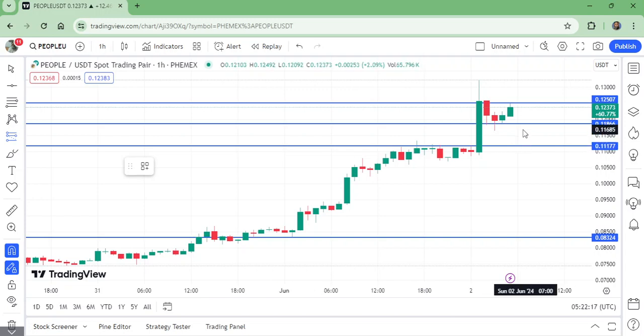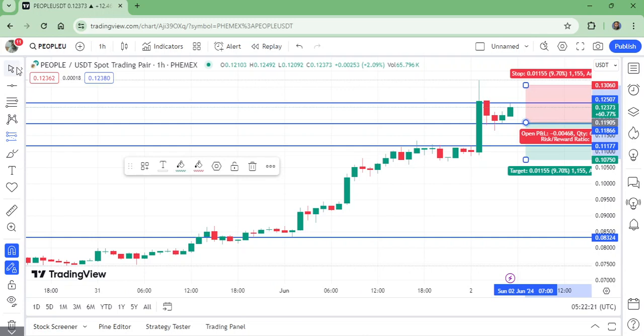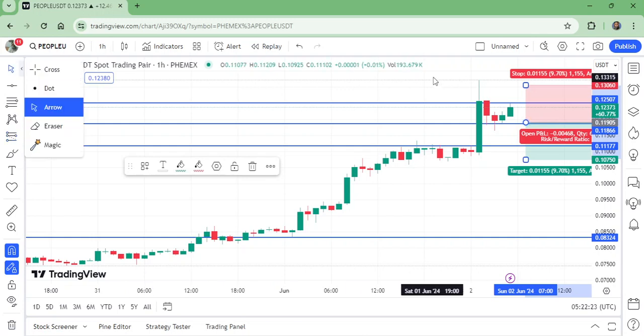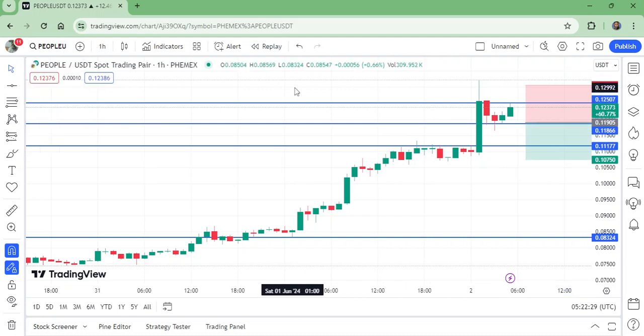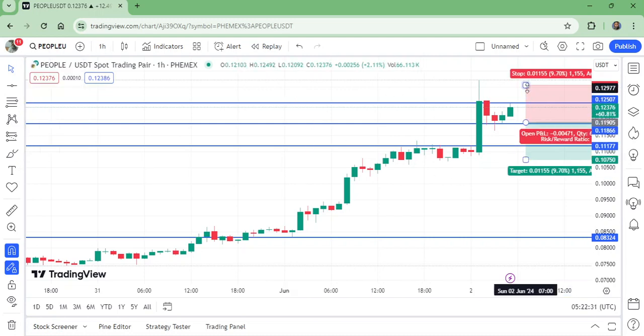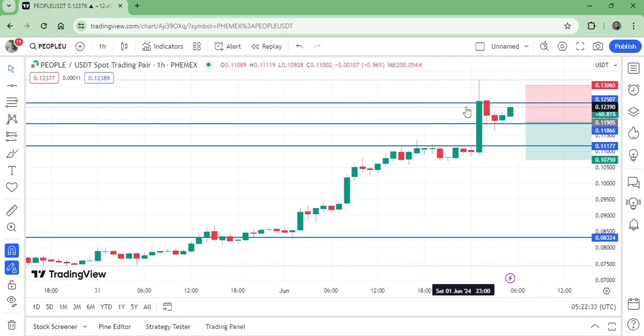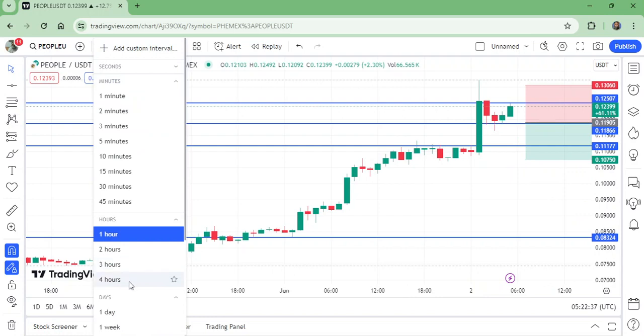Now this will be the short from this level. You could short from here. Yes, that is good, but that is risky, though it will have a very short stop loss. Where will I have this stop loss? Now let me show you on the 15 minutes.